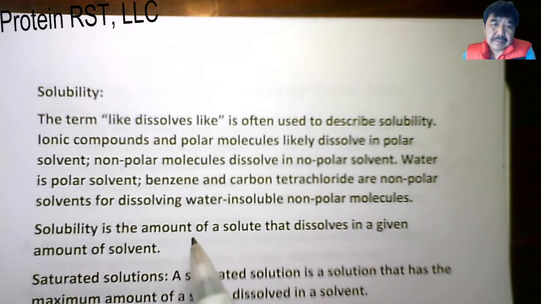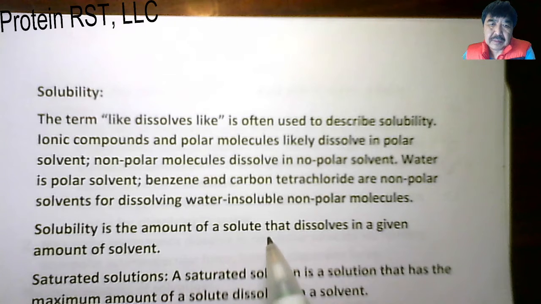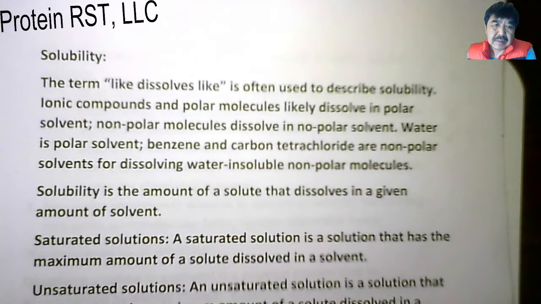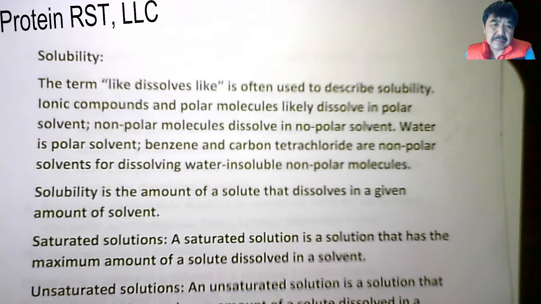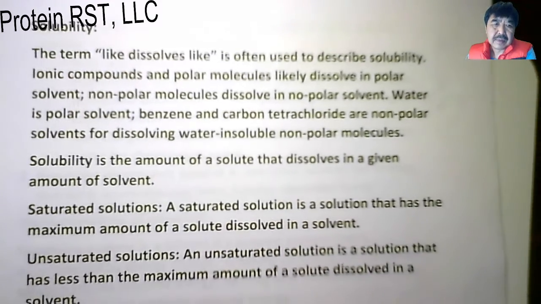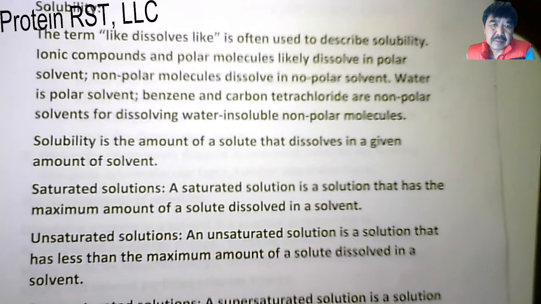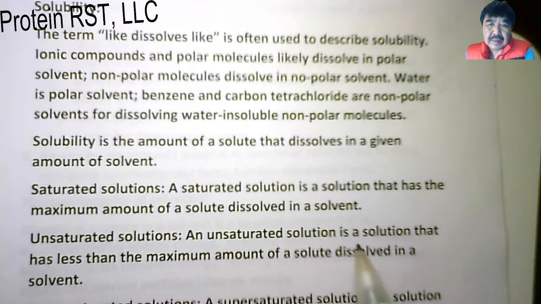Solubility is the amount of solute that dissolves in a given amount of solvent. Saturated solution. A saturated solution is a solution that has the maximum amount of the solute dissolved in a solvent. Unsaturated solution. An unsaturated solution is a solution that has less than the maximum amount of a solute dissolved in a solvent.